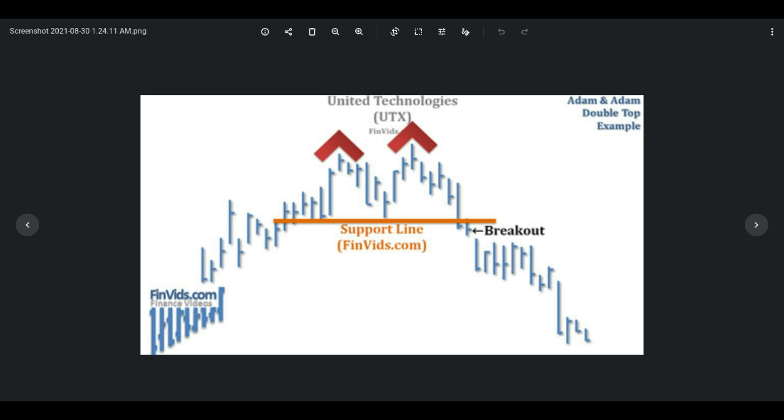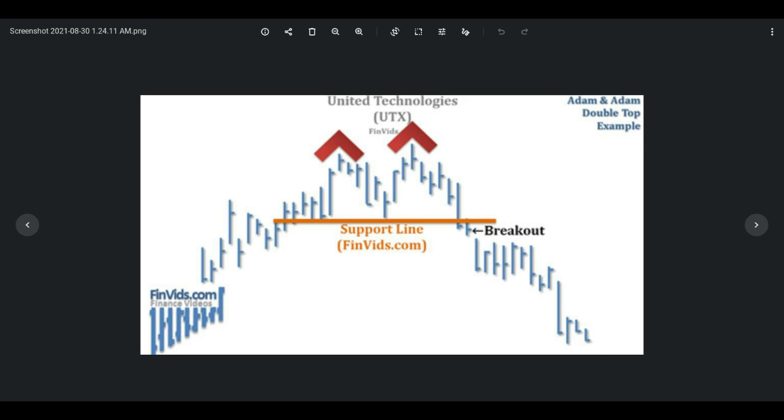Measuring technique. Measure the distance between the low and the two highs, and then subtract it from the breakout level. And that's how you find out when to get out here.